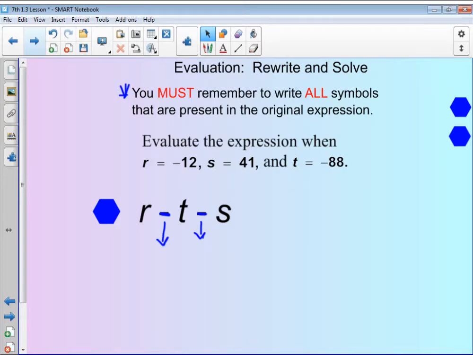You should have ended up with, when you solved this out, positive 35. If you didn't get that, check with me, check with somebody else. First thing to check would be, did I write everything down? Did I remember my negatives that were in the original problems? Then you're going to have to go through, did I combine my integers correctly? This is a complex process. It takes time to get comfortable with it. So you have to practice those skills.